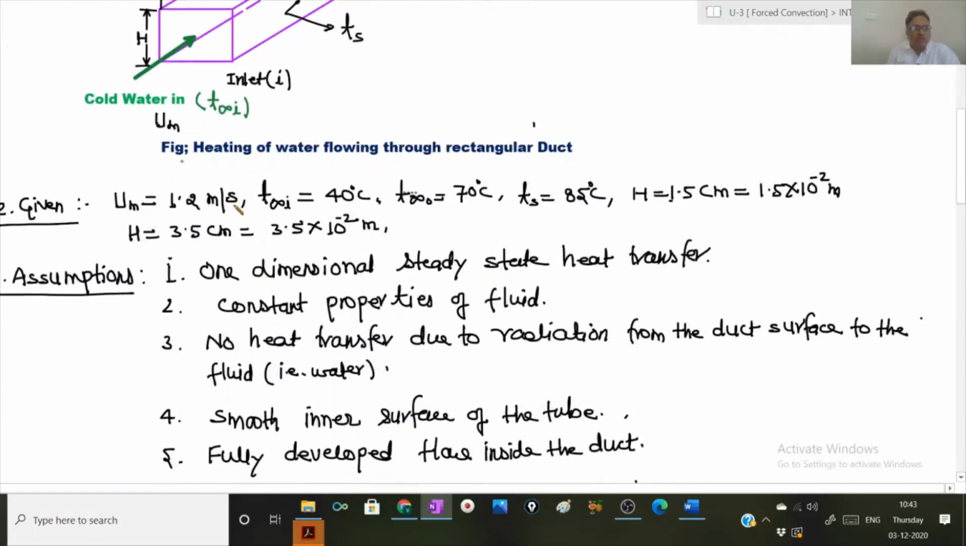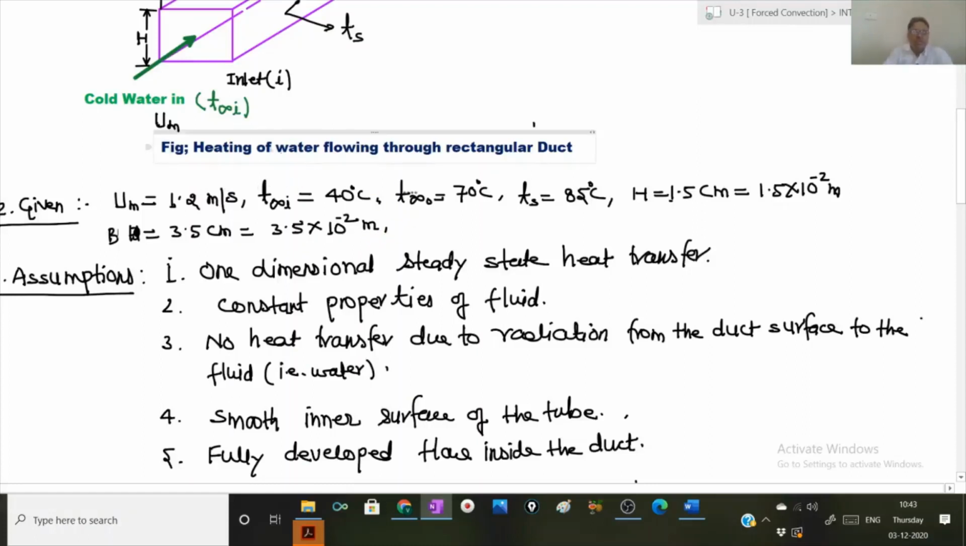Um is 1.2 meter per second, T infinity I is 40 degrees Celsius, T infinity O is 70 degrees Celsius, pipe surface temperature Ts is 85 degrees Celsius, height is 1.5 centimeter, that is 1.5 into 10 to power minus 2 meter, and width B is 3.5 centimeter, 3.5 into 10 to power minus 2 meter.